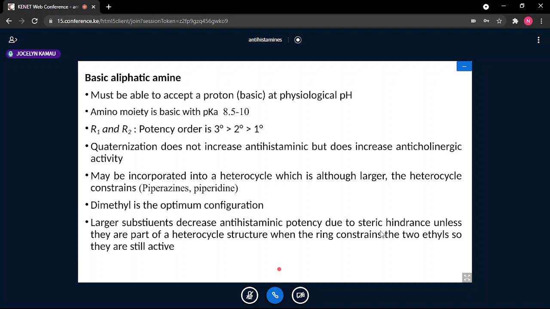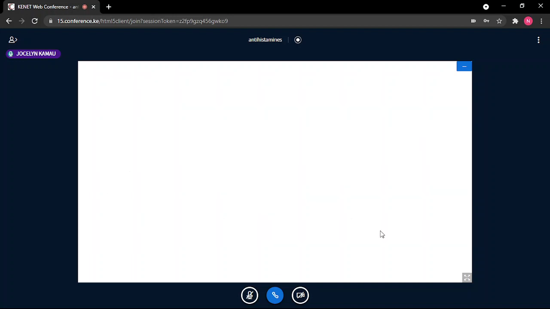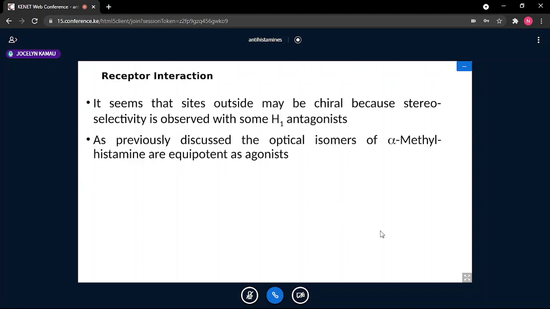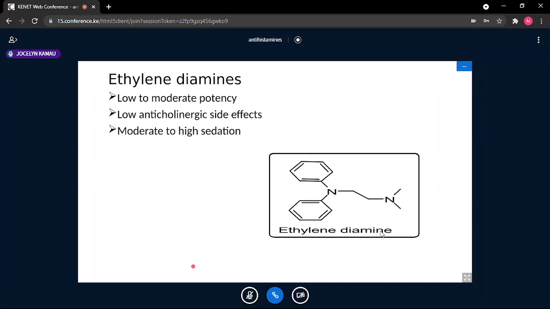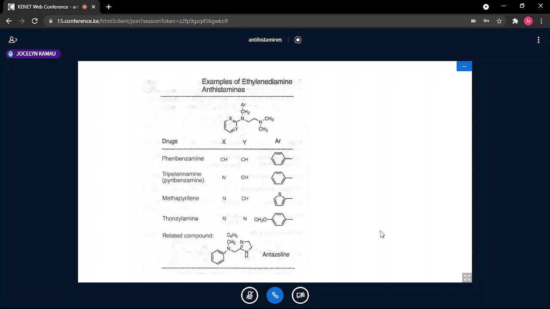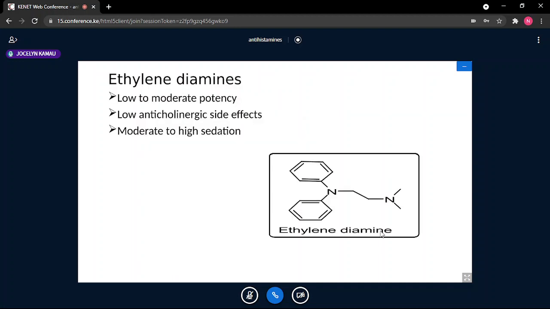So again, that is a basic aliphatic amine. Remember, as I have said, it must be protonated at physiological pH. The receptor-drug interactions, we will look at after we are done with the drugs. So what we were looking at was just the introduction to the classification. We can now look at each and every class. But what we have learned, please carry it forward.